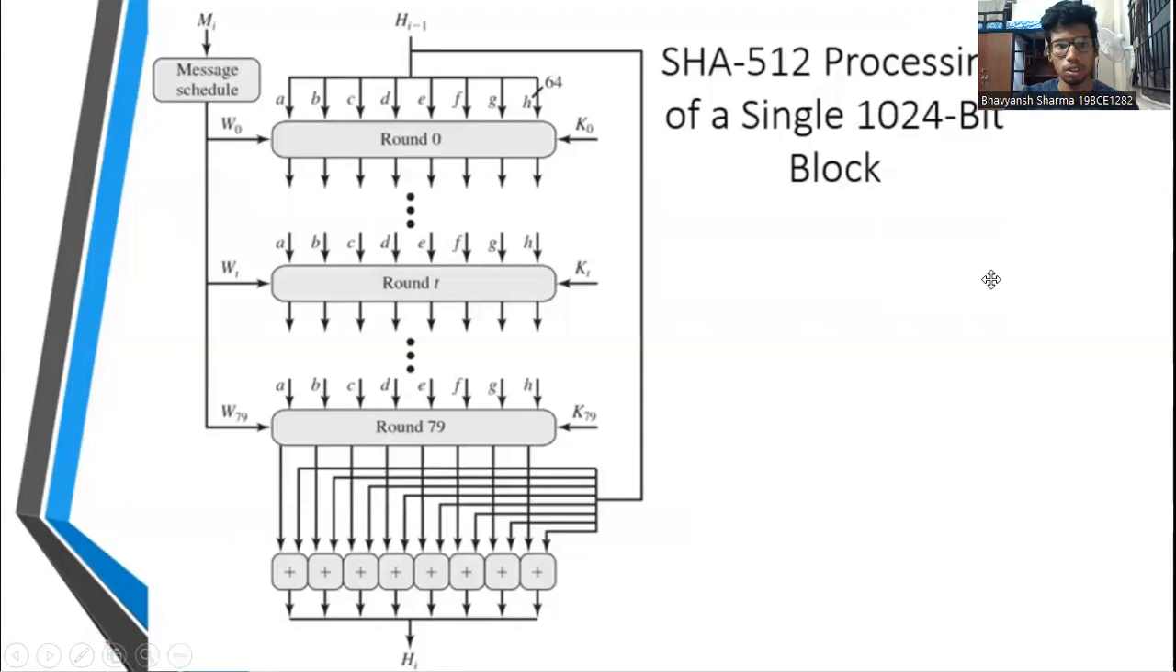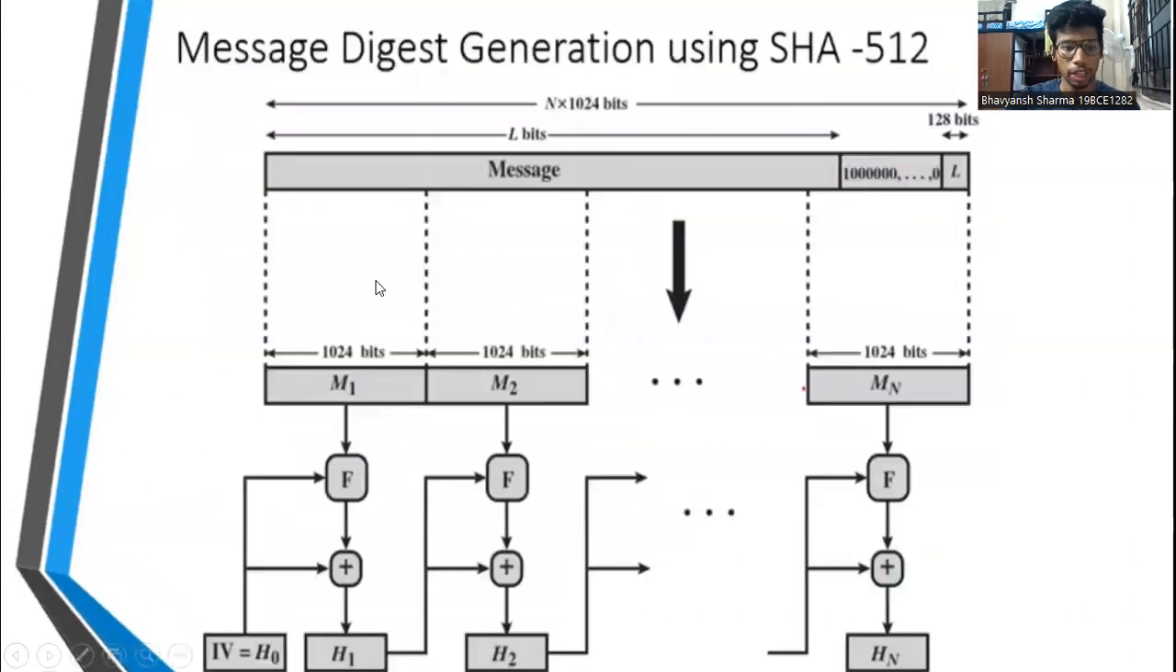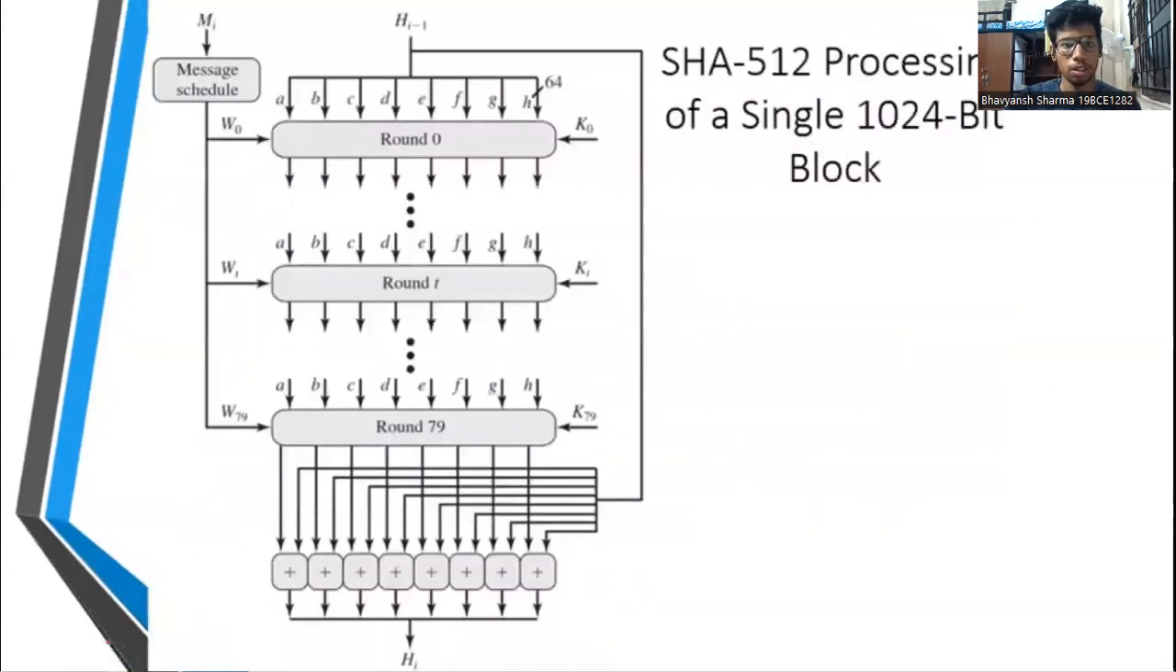Now this is what we saw, the round function, the f in here. What we do in a round function is, this is a message schedule, and this is the initial buffer that we get. As you can see, it has subparts A, B, C, D, E, F, G, H, each of size 64, and this being of bit size 512.